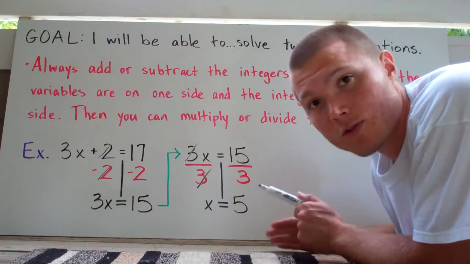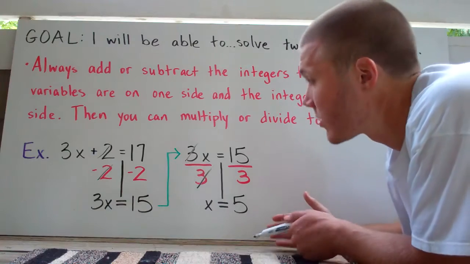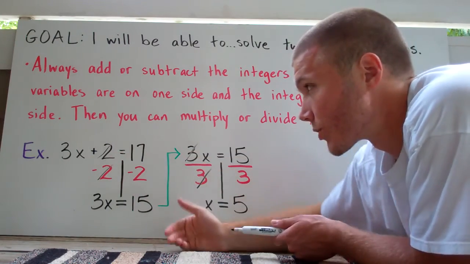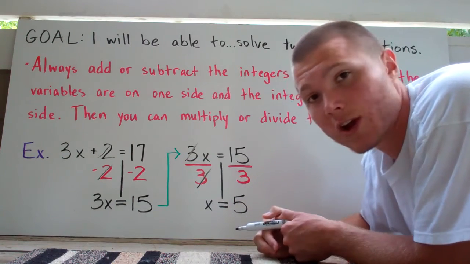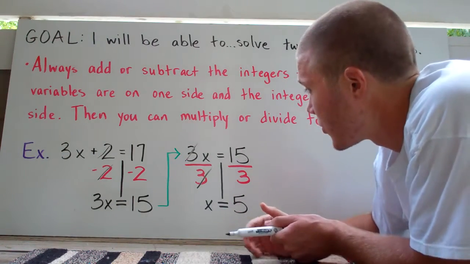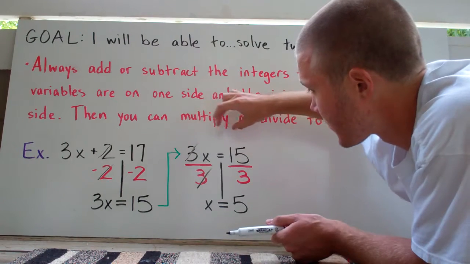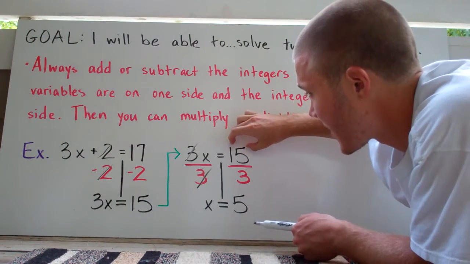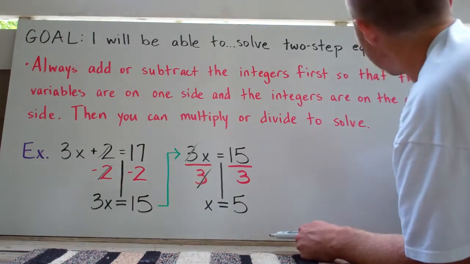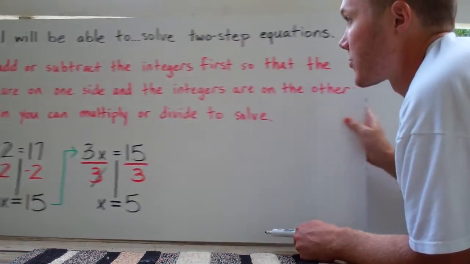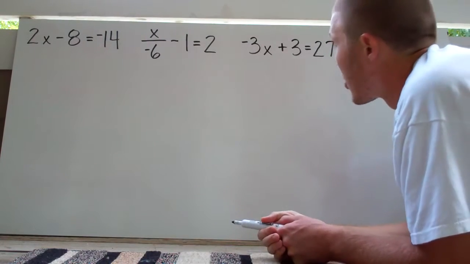You're always going to add or subtract first, when of course we're using addition and subtraction, or when it's in the problem. Then, when you have the variables on one side and the numbers or integers on the other side, that's when you're going to multiply or divide to solve for the variable. So, some examples I want to do with you.